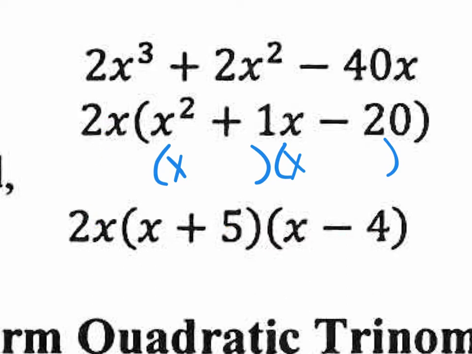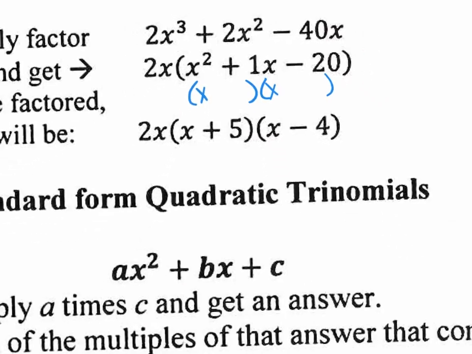That's called factoring completely. So you factor, and then you look at the inside of the parentheses and see if you could continue to factor with a different method.